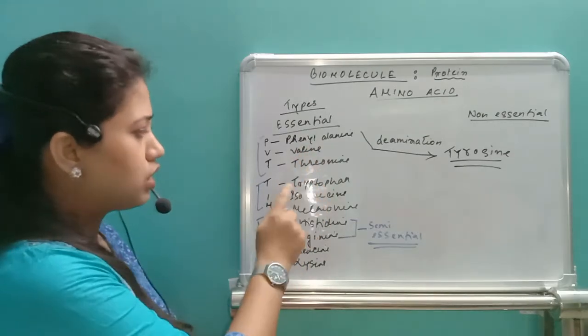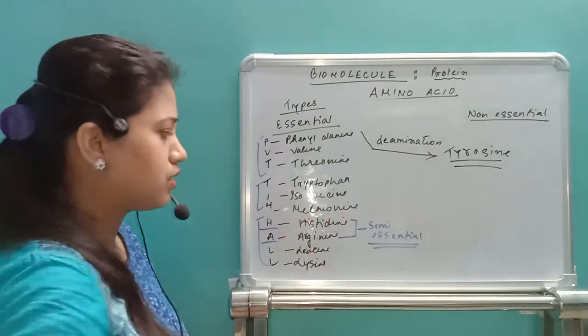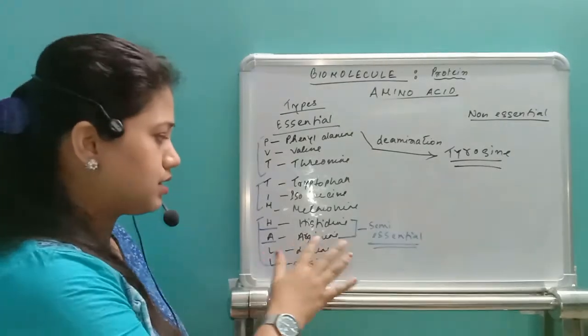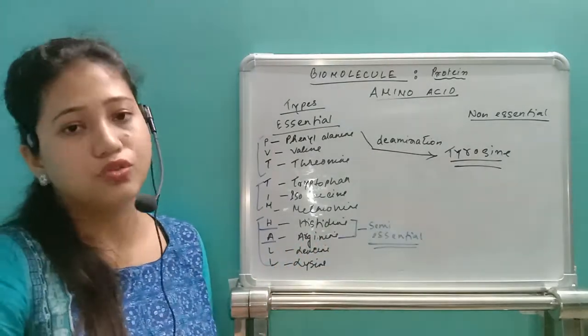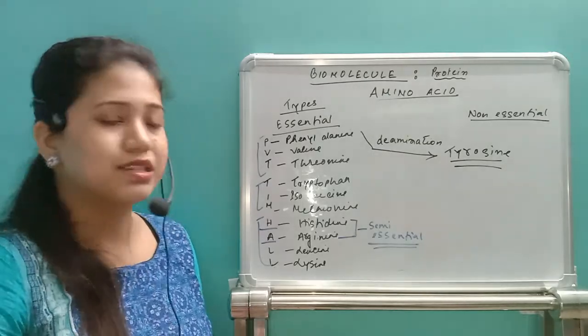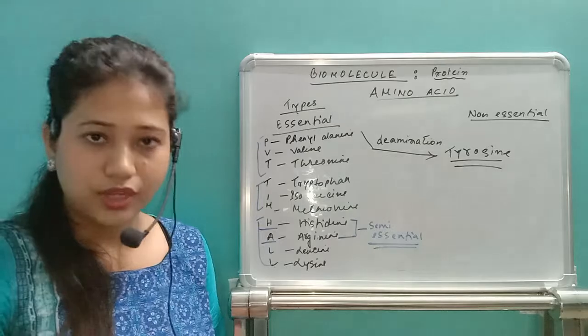Phenylalanine, valine, threonine, tryptophan, isoleucine, methionine, leucine and lysine. The rest, that is histidine and arginine, we can produce in our body very slowly. That will be called the semi-essential amino acids.